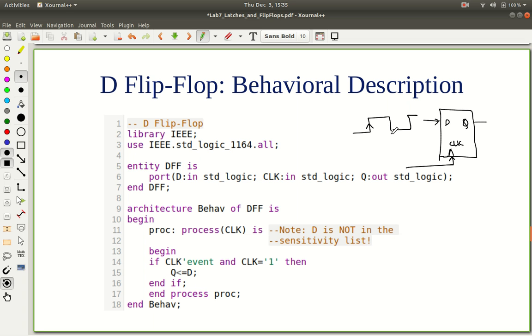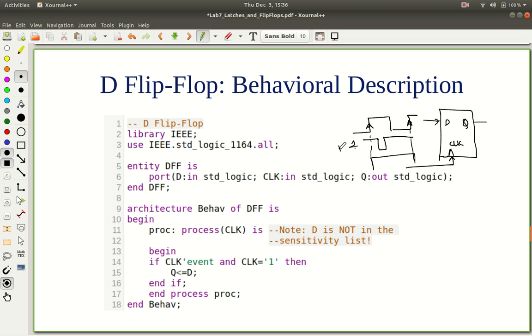So even when clock is high, suppose D was 1 here, and then there is a little low going pulse here, the D should be sampled here and stored at the output, and it should retain that value until the next rising edge. So that is the behavior we want to describe in a flip-flop.